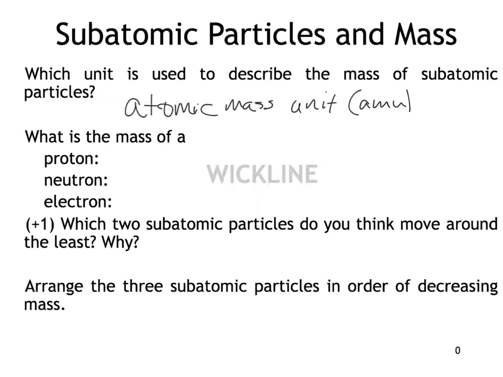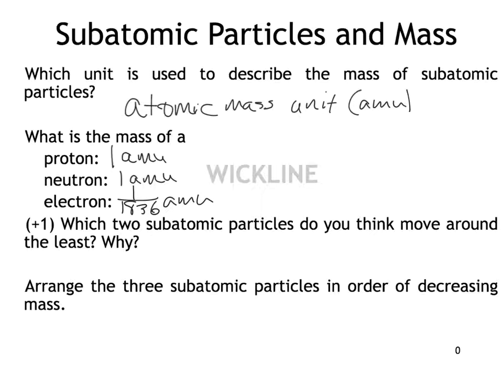We can use it to describe the mass of a proton. For instance, the mass of a proton is 1 AMU, and the mass of a neutron is also 1 AMU. The only difference between these two particles, the proton and the neutron, is their charges. The proton, you might remember, has a positive charge and the neutron has a neutral charge. Now, electrons have a reported mass of something like 1 over 1836 AMU. It's really, really small.